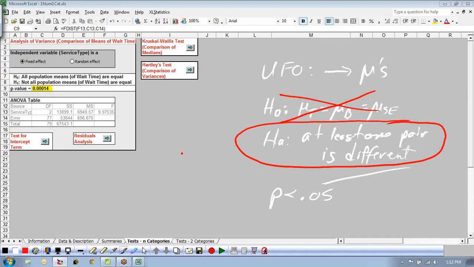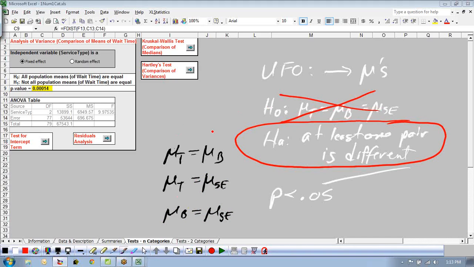Okay, now it's up to me to figure out which pair or which pairs are different, and to make which estimates. So I'm going to do multiple comparisons. I'm now going to compare a few things. Now I guess I'll use the black marker. I'm going to compare mu t with mu b, mu t with mu SE, which I called service enrollment, and mu b with mu service enrollment. Okay, so I'm going to do all three of those.